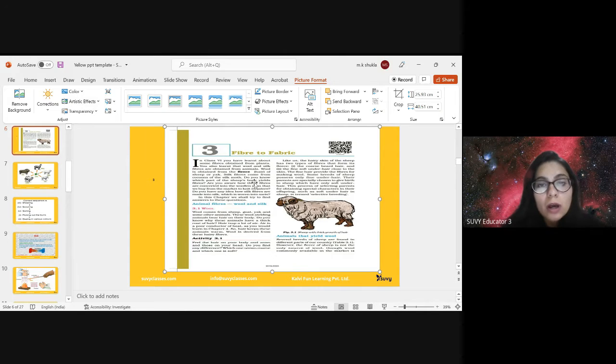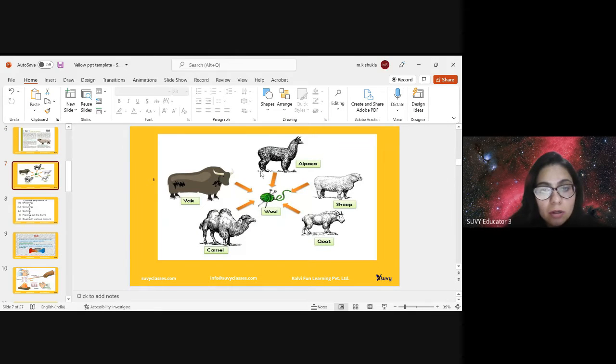Okay, so the wool is obtained from the sheep or yak. And silk fibers come from which? The cocoon of the silk moth. Okay. And next is some animal fibers. Animal fibers can be obtained from these animals: the yak. You have seen the yak.